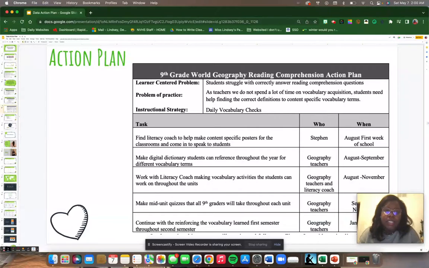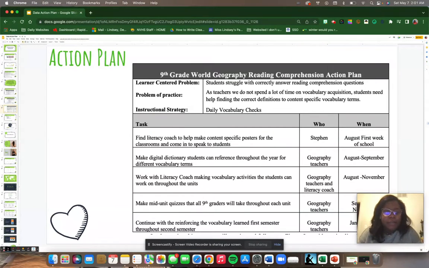Action plan. So, the learner-centered problem is students are struggling with correctly answering reading comprehension questions. Problem of practice: as teachers, we do not spend a lot of time on vocabulary acquisition once we get to that high school level. So, maybe spending a little bit more time on that vocabulary will help with reading comprehension since they'll be kind of used to some of these terms.